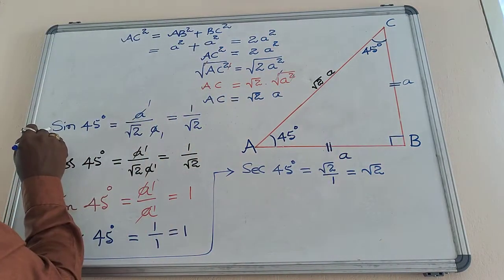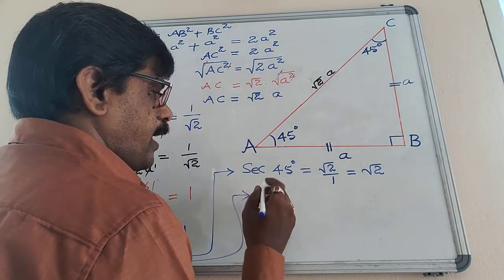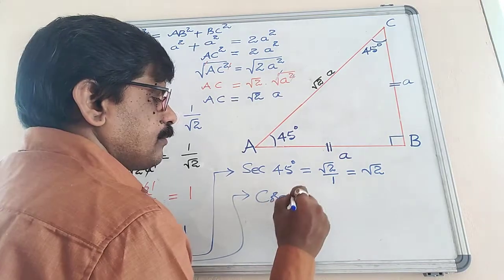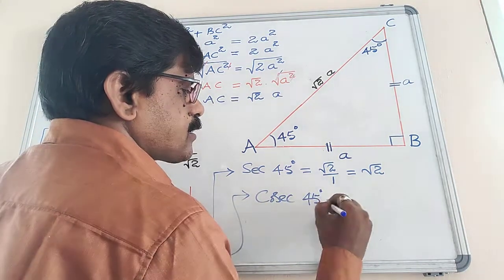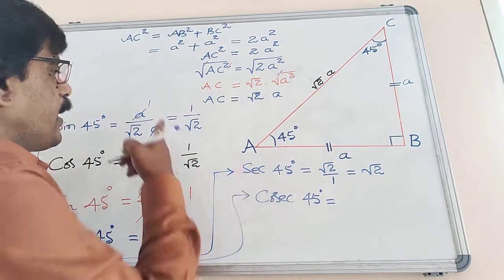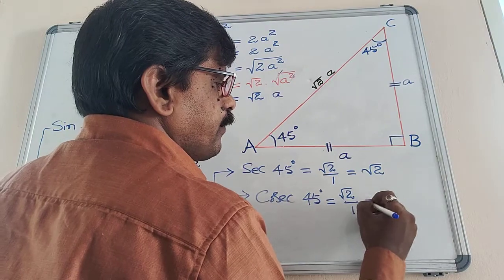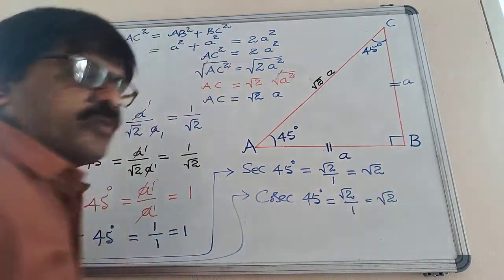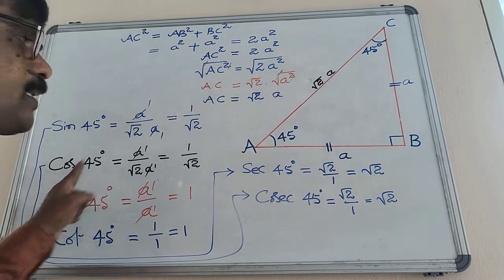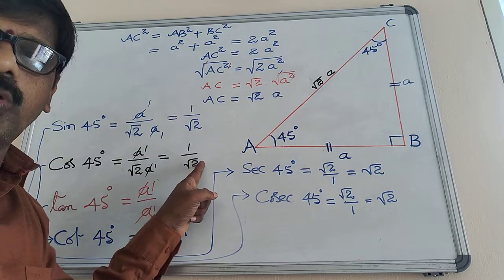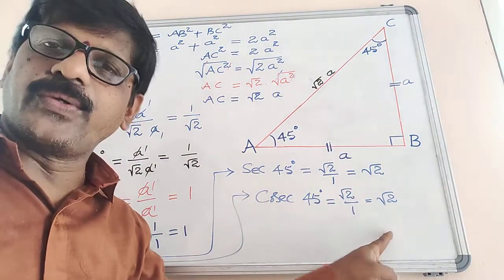Clear? The next one, the reciprocal of sine is cosecant 45 degrees. Clear? So, root 2 by 1. It will be root 2. Clear? Now we have to observe that sine 45 and cos 45 are the same. The value is 1 by root 2. So its reciprocals, secant 45 and cosecant 45, are root 2.